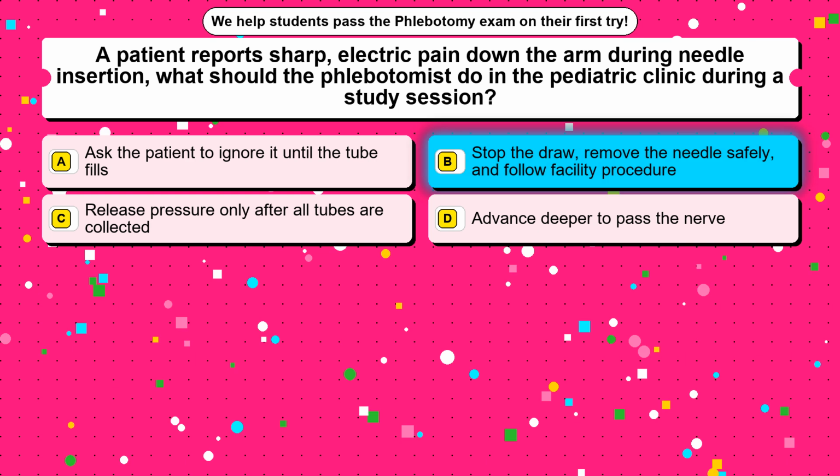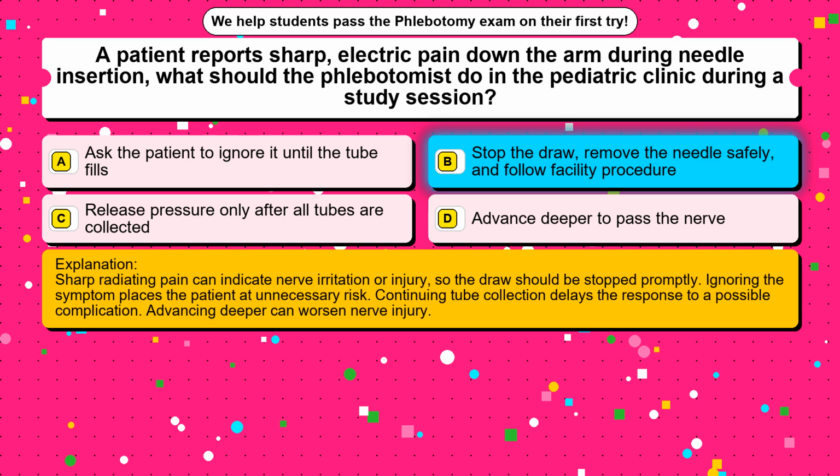The correct answer is option B. Stop the draw, remove the needle safely, and follow facility procedure. Sharp radiating pain can indicate nerve irritation or injury, so the draw should be stopped promptly. Ignoring the symptom places the patient at unnecessary risk. Continuing tube collection delays the response to a possible complication. Advancing deeper can worsen nerve injury.